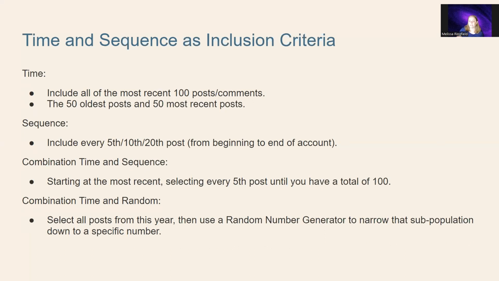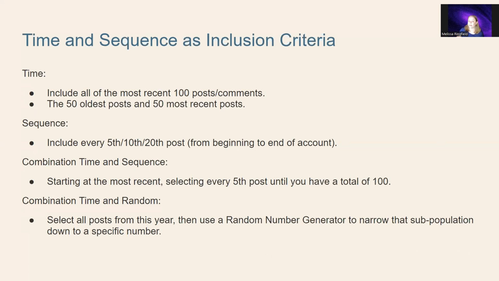You could do sequence like every 5th, 10th, or 20th post. Note that this is not the same as random. Sequence works well in combination with time, so starting at the most recent, selecting every 5th until you have a total of 100.